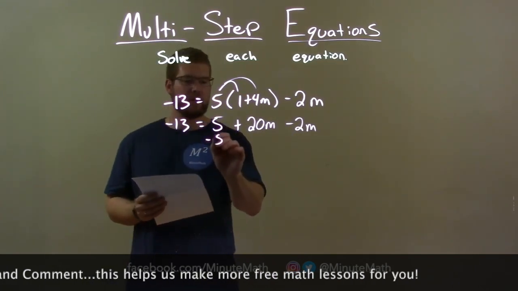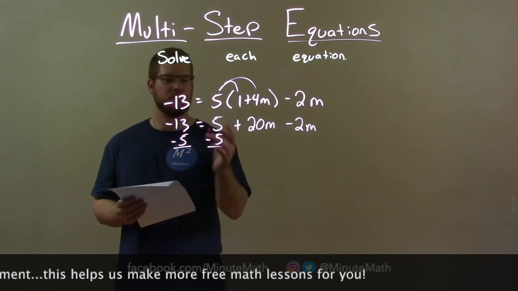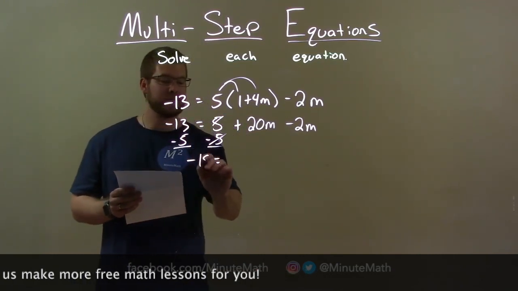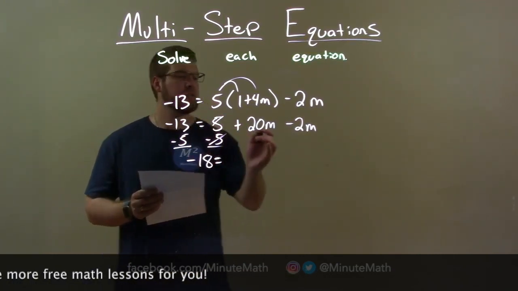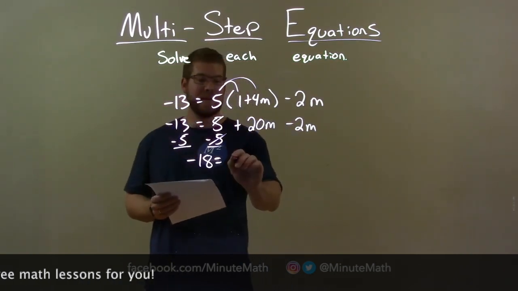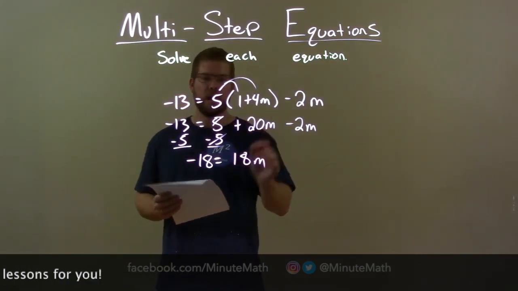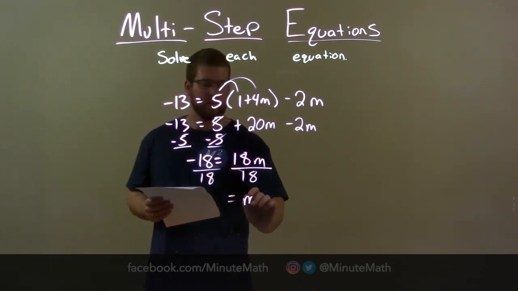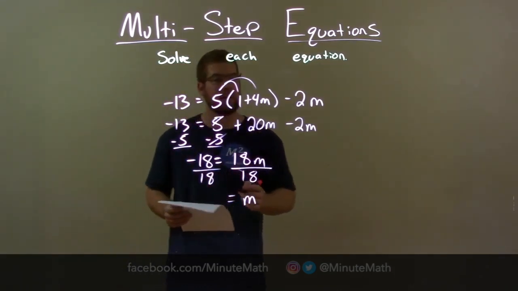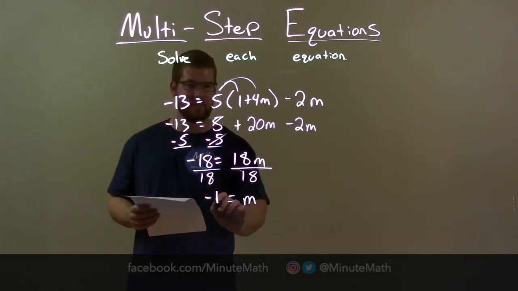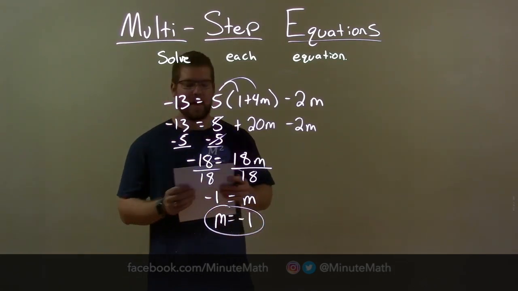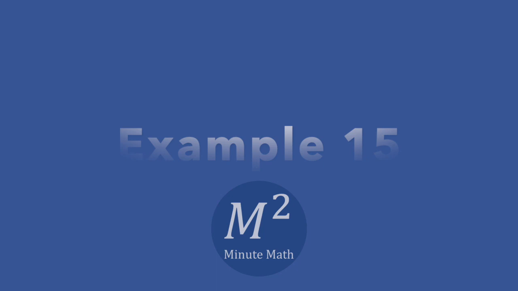So if I subtract a 5 to the left, right, bring it over, we're left with -13 minus 5 is a -18. We can combine 20m and -2m to be 18m. Now, if I divide both sides by 18, m becomes by itself, and -18 divided by +18 is a -1. Rewrite this to have m come first, so m equals -1. And there we have our final answer.